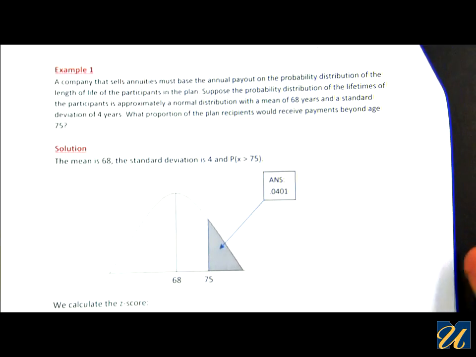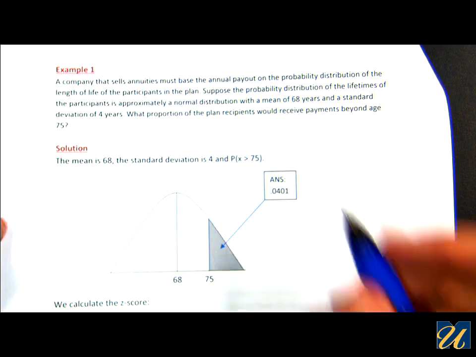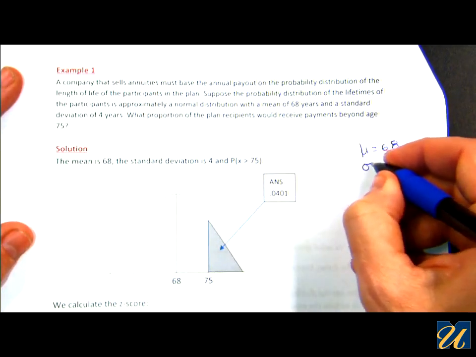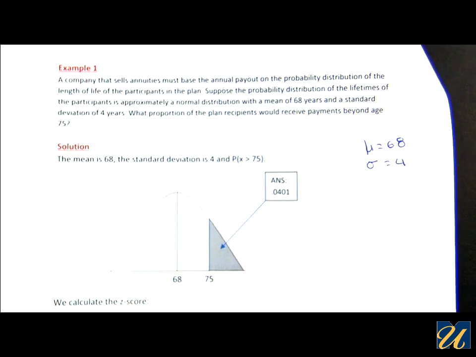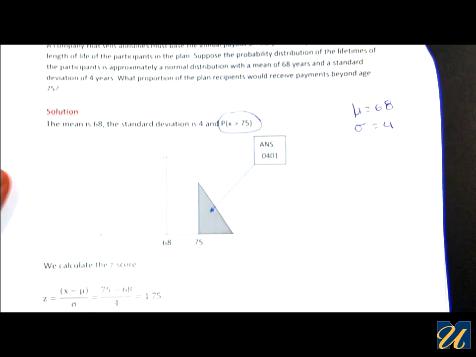So let's look at this example. A company that sells annuities must base the annual payout on the probability distribution of the length of life of the participants in the plan. Suppose the probability distribution of the lifetimes of the participants is approximately normally distributed with a mean mu equal to 68 and a standard deviation equal to 4. What proportion of the plan recipients would receive payments beyond age 75? So I'm looking for the probability that X is greater than 75.